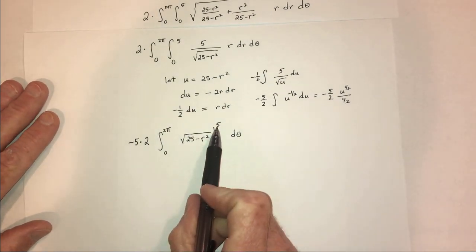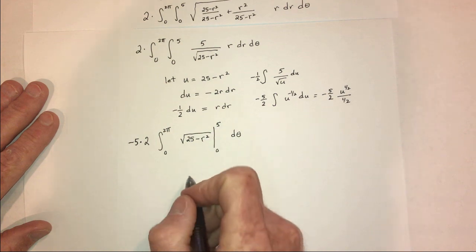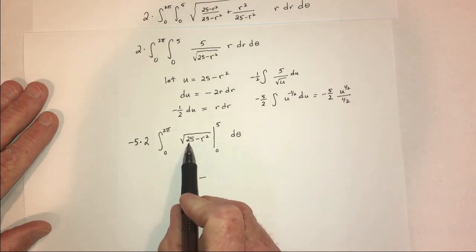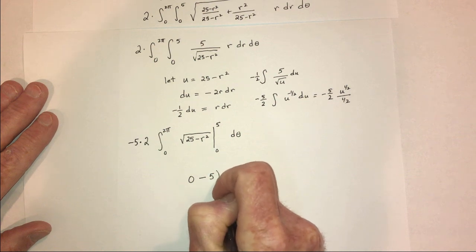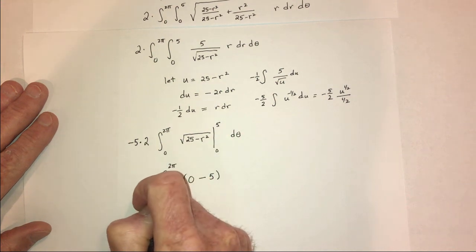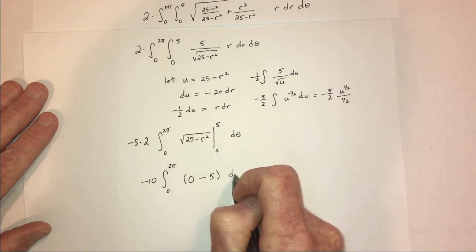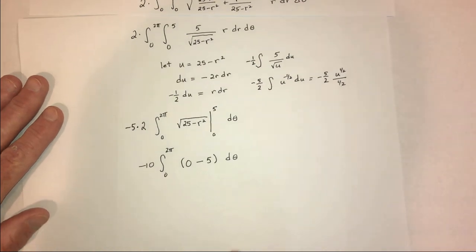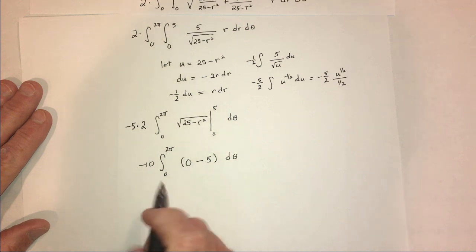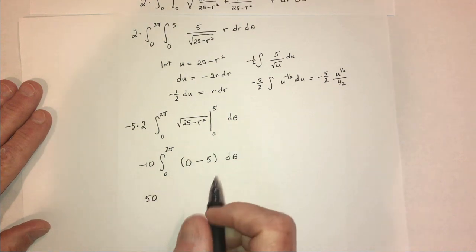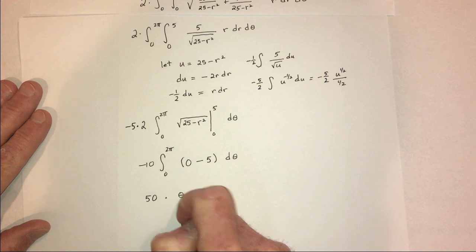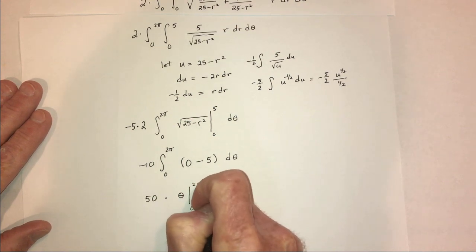So when you substitute a 5, this is going to be 25 minus 25, so that's 0. Minus, when you substitute a 0, that's just going to be the square root of 25, so that's a 5. And then there's still this. And then this is a negative 10. And then this is going to be negative 5, which you could factor out. That makes this a positive 50. The antiderivative of d theta is just theta. And then theta gets evaluated from 0 to 2 pi.